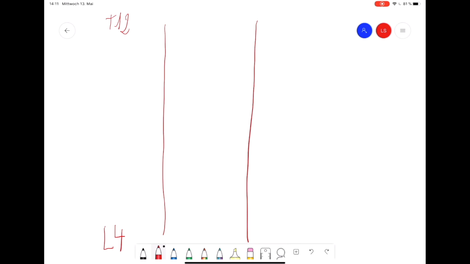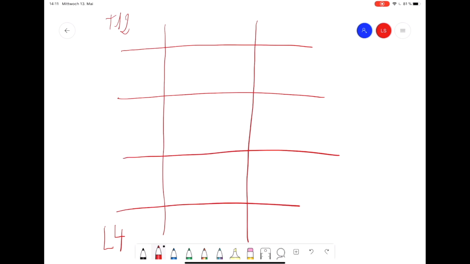Now, in order to visualize which vessels come off at which level, I would advise you to divide it into basically 4 quadrants, like that. Okay, so we have T12, L1, L2, L3, and L4, right? Now, at the level of T12, there is a so-called celiac trunk coming out. Celiac trunk.